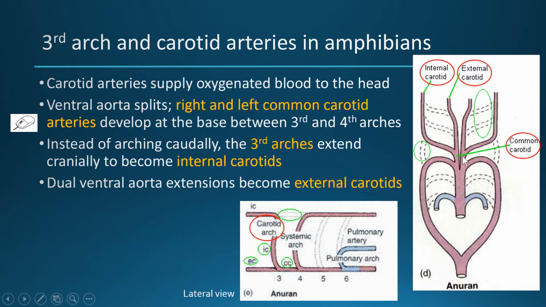Over here, in between the 3rd and 4th arches, it used to just be ventral aorta, but now it's split, and you have common carotids here. And as they project forward, they become external carotids. Now, in things like mammals, what we have is our common carotids are much longer.